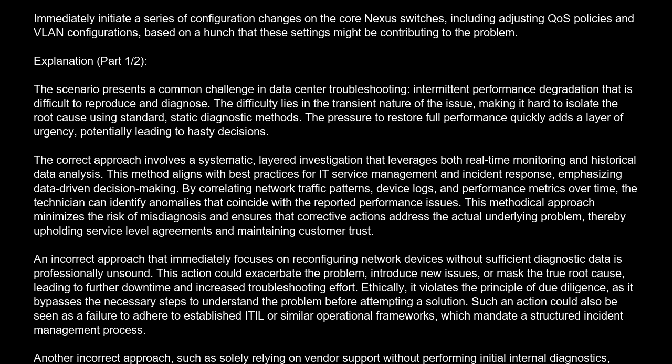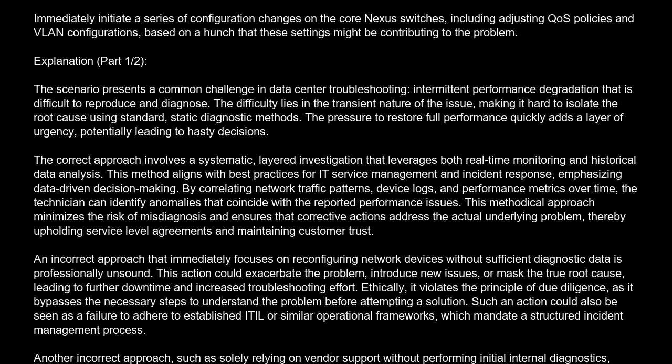This method aligns with best practices for IT service management and incident response, emphasizing data-driven decision-making. By correlating network traffic patterns, device logs, and performance metrics over time, the technician can identify anomalies that coincide with the reported performance issues. This methodical approach minimizes the risk of misdiagnosis and ensures that corrective actions address the actual underlying problem, thereby upholding service-level agreements and maintaining customer trust.